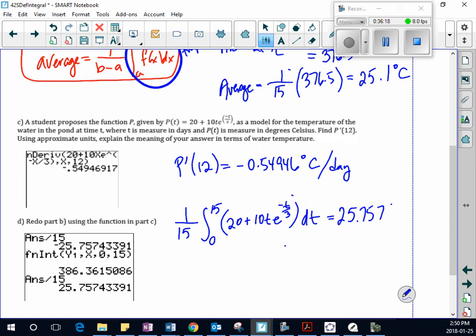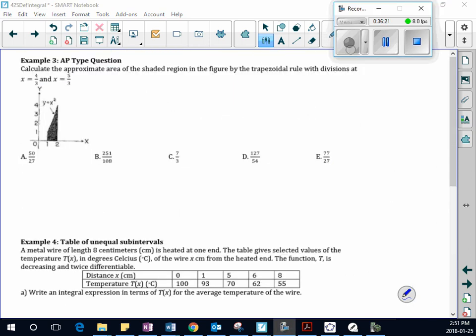757 degrees Celsius. Now we're going to go to a multiple choice AP question. By the way, this is on the calculator part of the AP test. It says calculate the approximate area of the shaded region in the figure by the trapezoidal rule with divisions of x equals 4 over 3 and 5 over 3.